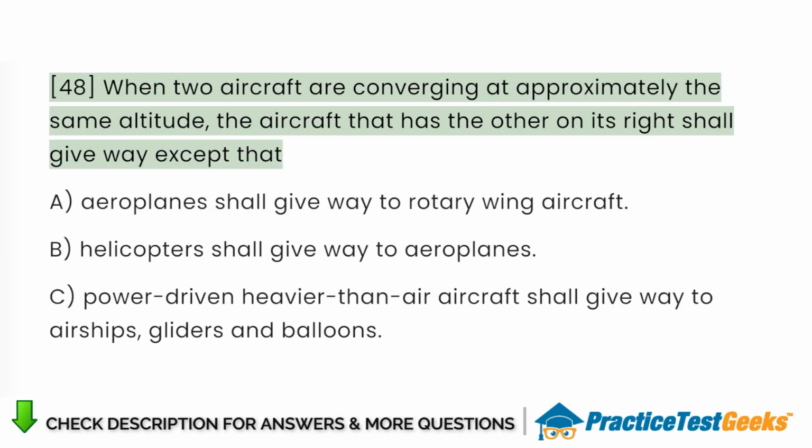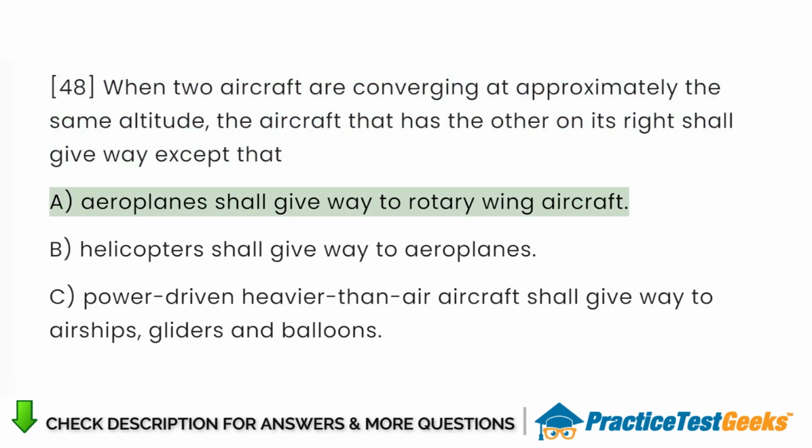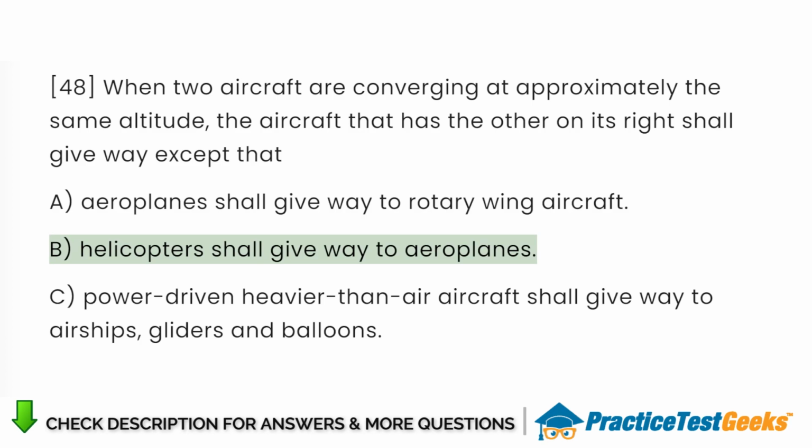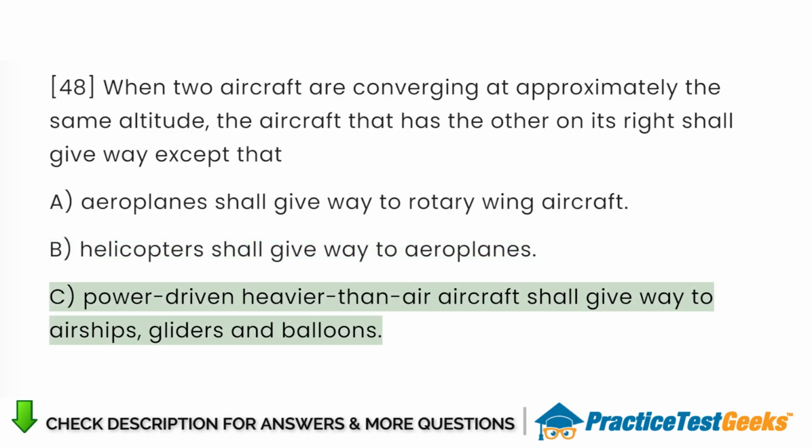When two aircraft are converging at approximately the same altitude, the aircraft that has the other on its right shall give way except that A. Aeroplanes shall give way to rotary wing aircraft. B. Helicopters shall give way to aeroplanes. C. Power-driven heavier-than-air aircraft shall give way to airships, gliders, and balloons.